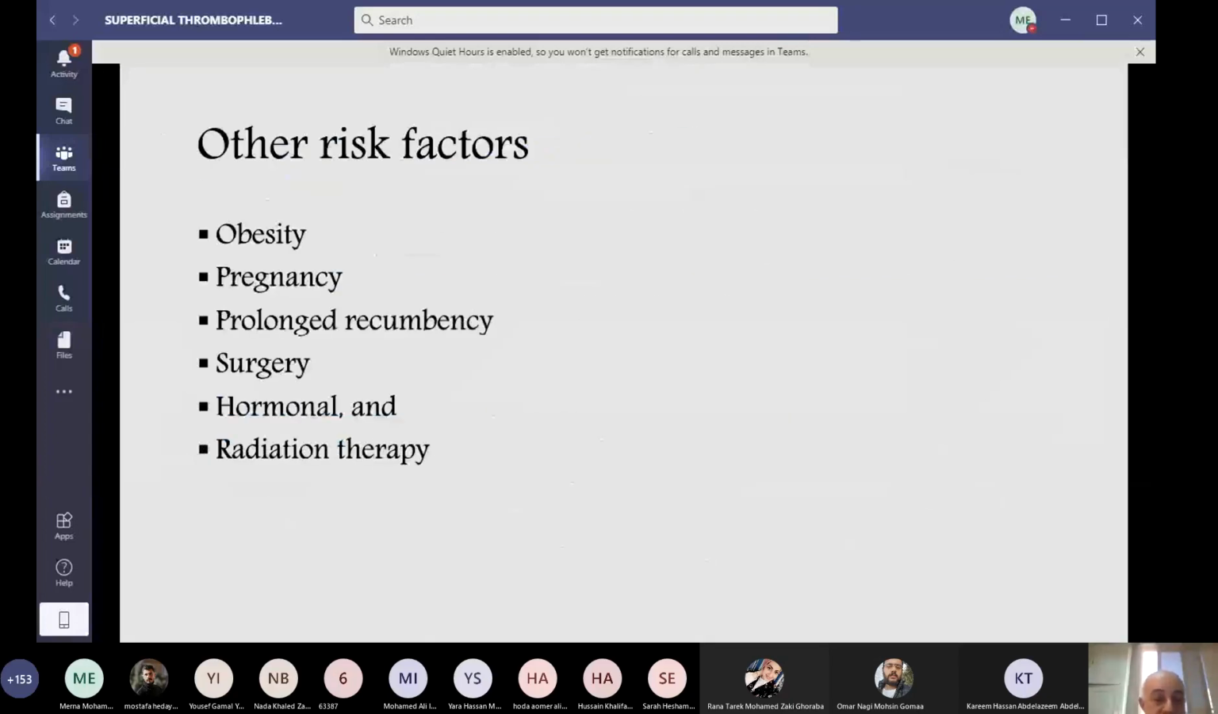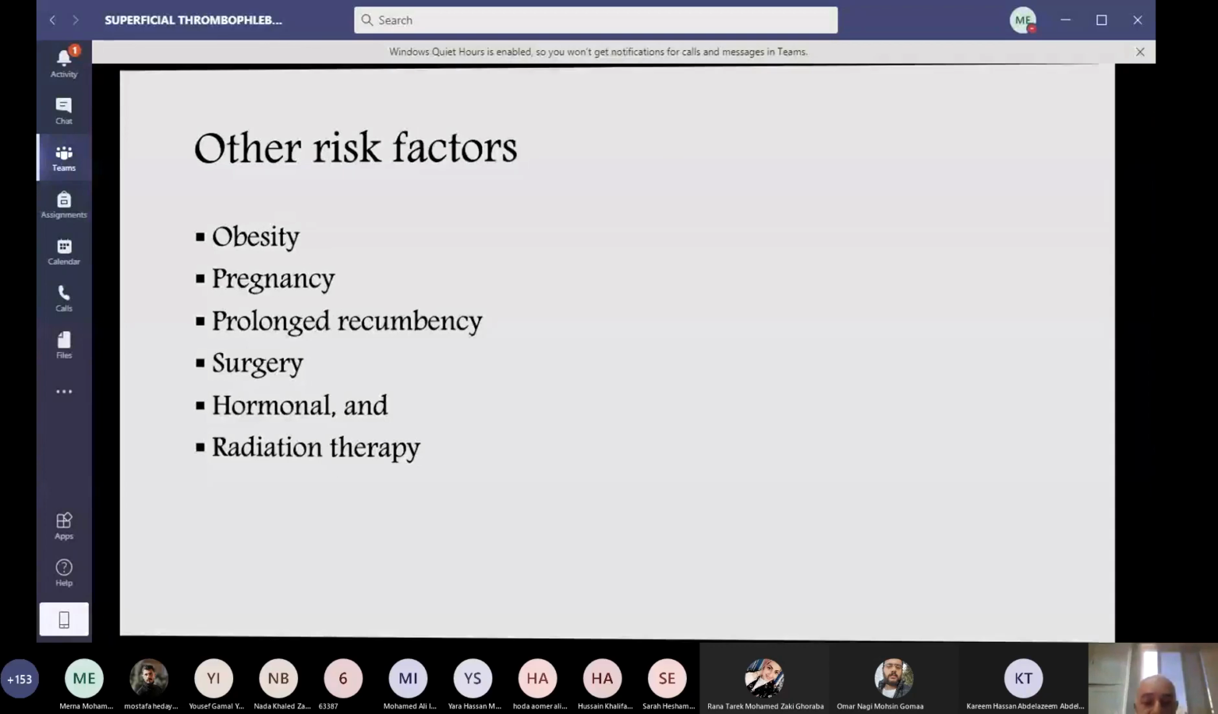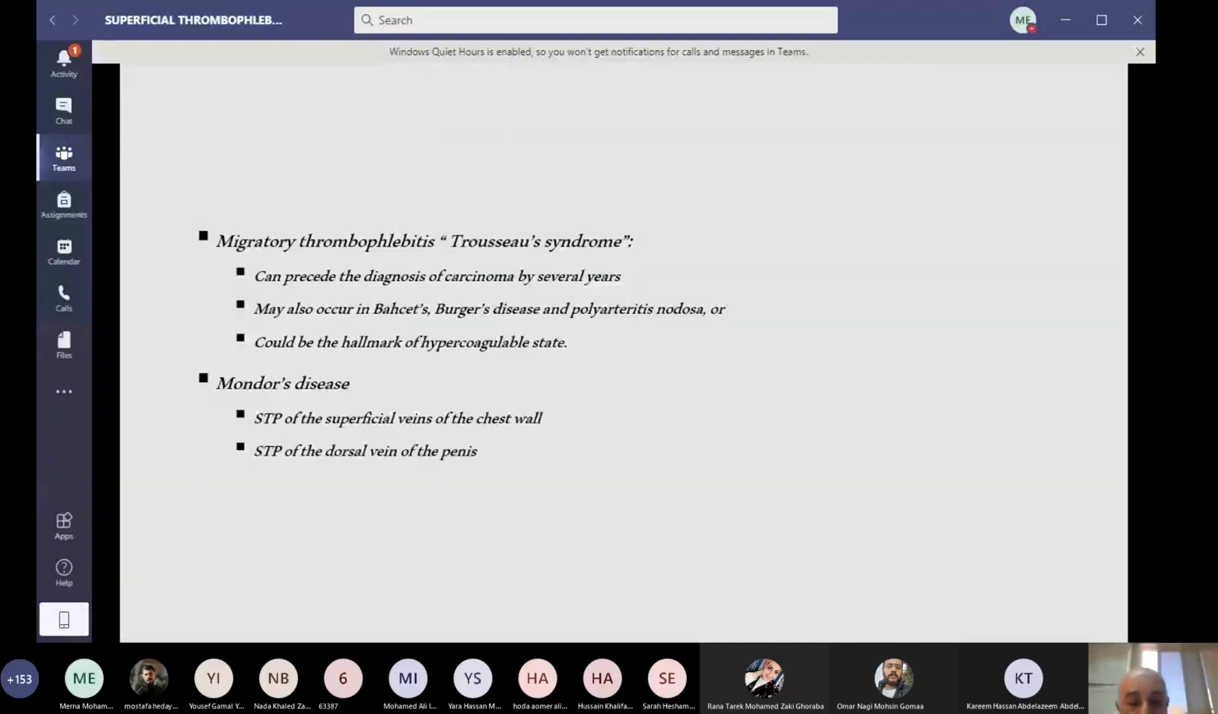Other risk factors: obesity, pregnancy, prolonged recumbency, surgery, and hormonal and radiation therapy can all lead to thrombophlebitis. Migratory thrombophlebitis, or to say syndrome, as we said before, can precede the diagnosis of carcinoma by several years, or complicate Behçet's, Berger's, and polyarteritis nodosa. It could be the hallmark of hypercoagulable states.